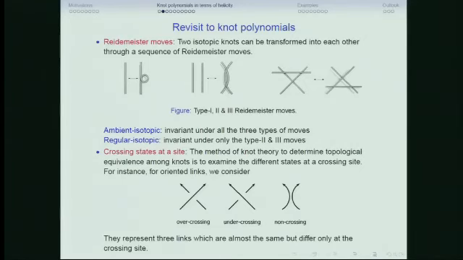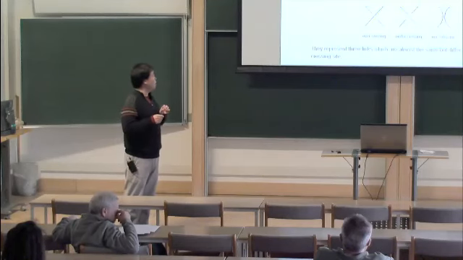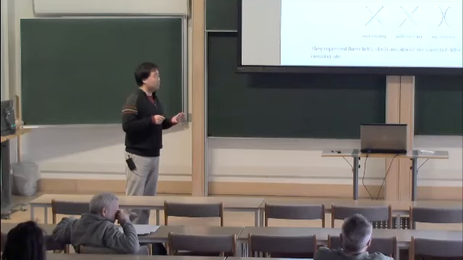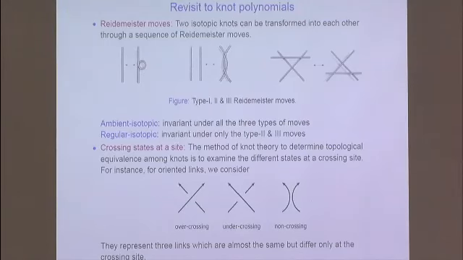Okay, in these moves, we have so many crossing sites. So in knot theory, mathematicians study the problem by studying the different crossing status at a site. That means to study overcrossing, undercrossing, and non-crossing. These 3 represent 3 links, which are almost the same but differ only at that particular crossing site.